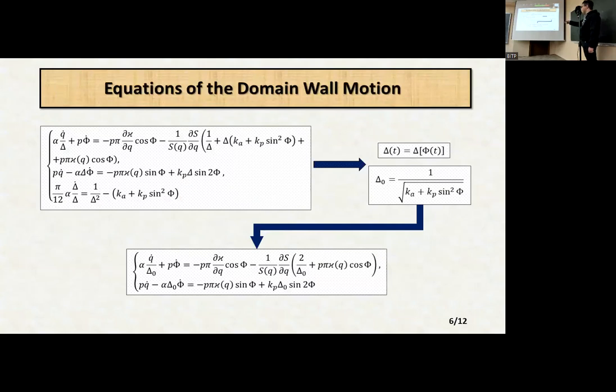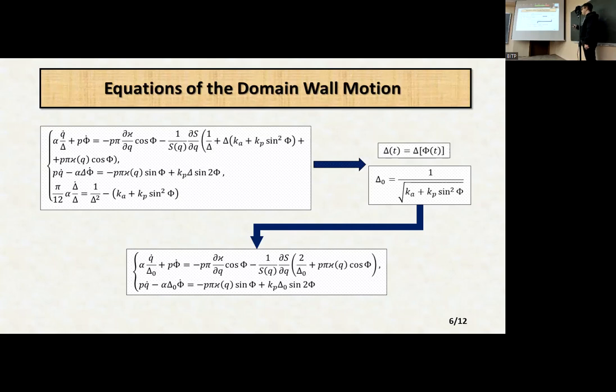Here, the third equation describes the relaxation of the width of the domain wall to its equilibrium value delta naught. Here, alpha is a damping parameter, and the characteristic relaxation time of this equation is described by this parameter alpha. It is usually very small, so we can assume that the domain wall width is a fast variable. Thus, to describe the dynamics of the domain wall, it is sufficient to analyze only the first two equations.